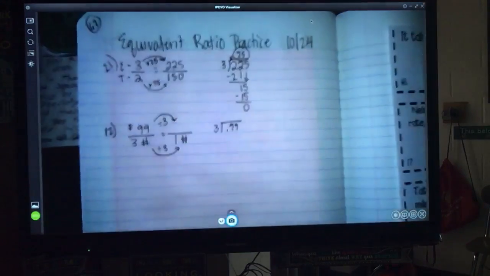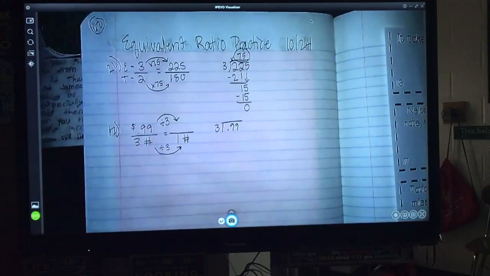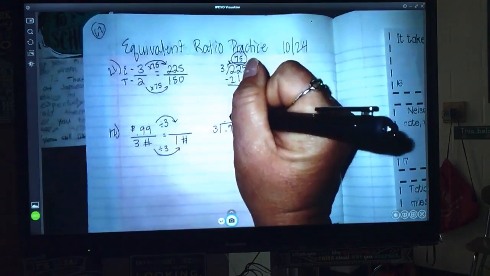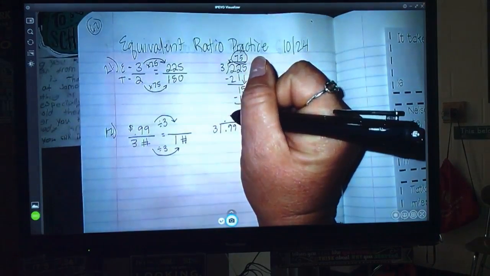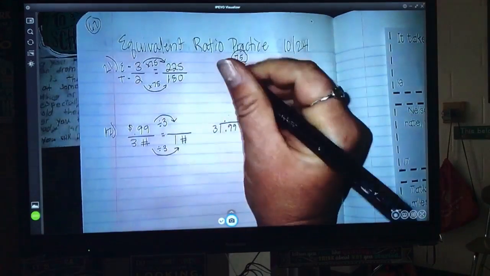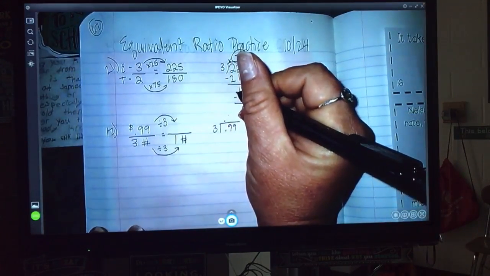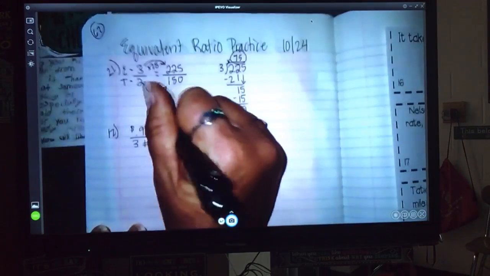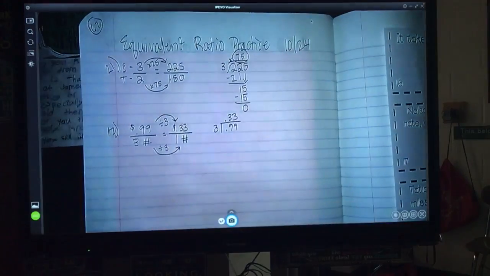So what do I multiply 3 by to get 99? What do I multiply 3 by to get 99, Olivia? What do I multiply 3 by to get 99? 30, or 33. Yes, ma'am. So 33. So it's 33 cents for 1 pound.